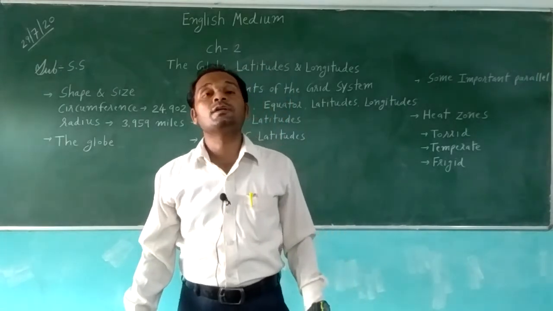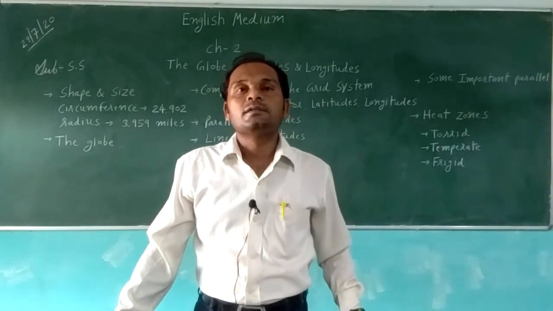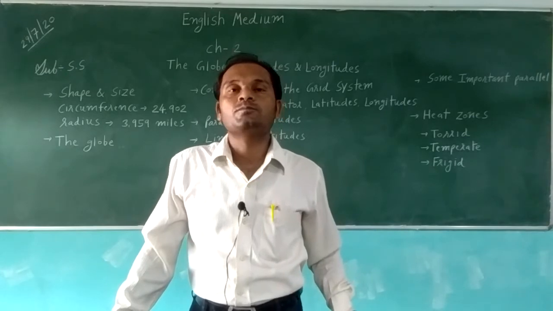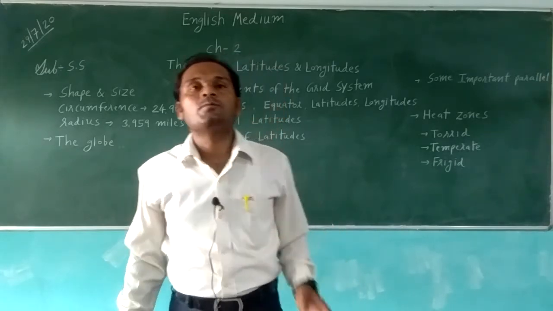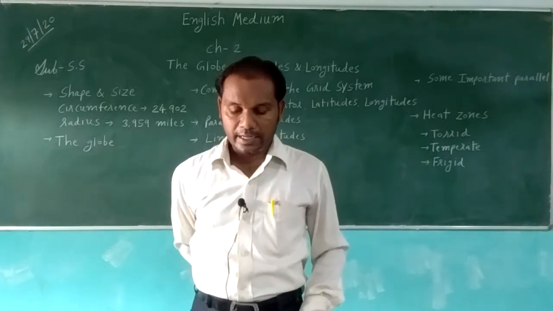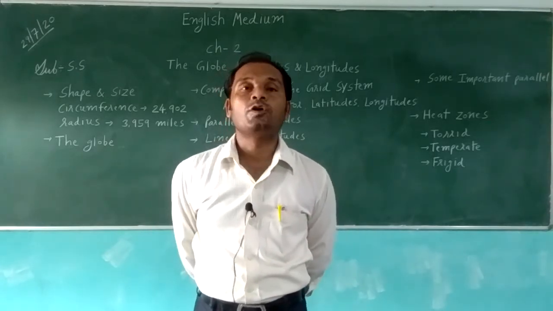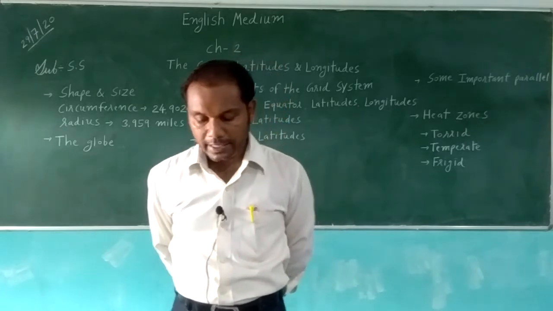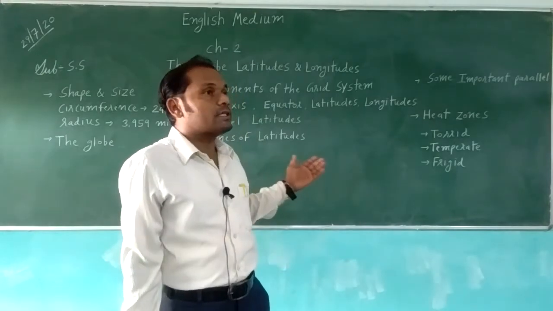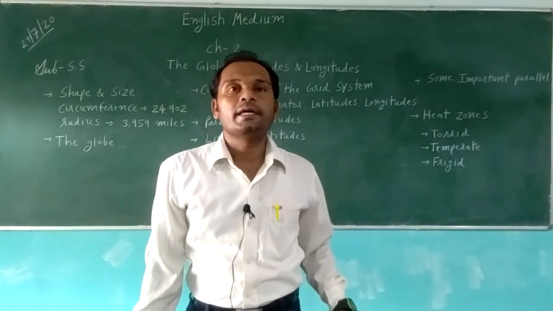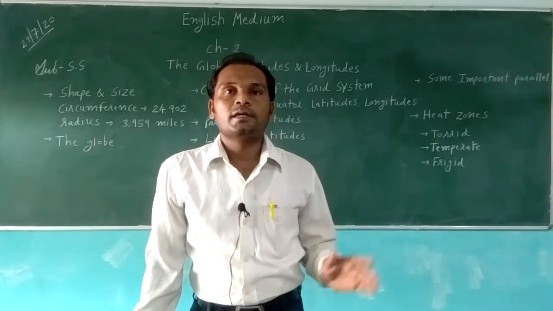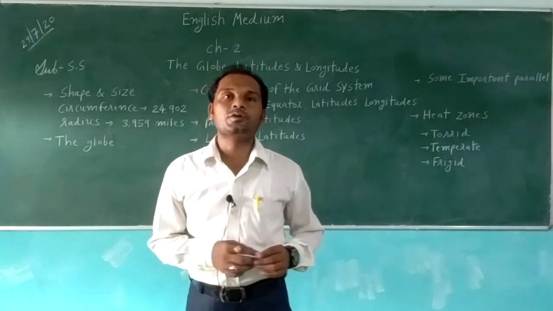So the torrid zone lies between those, and there the sun rays are falling directly. That's why the heat is more in those places. Most of the Indian places are in the torrid zone, so they are all hot, with a humid and hot atmosphere. Temperate zone. Temperate zones have just a mild atmosphere.